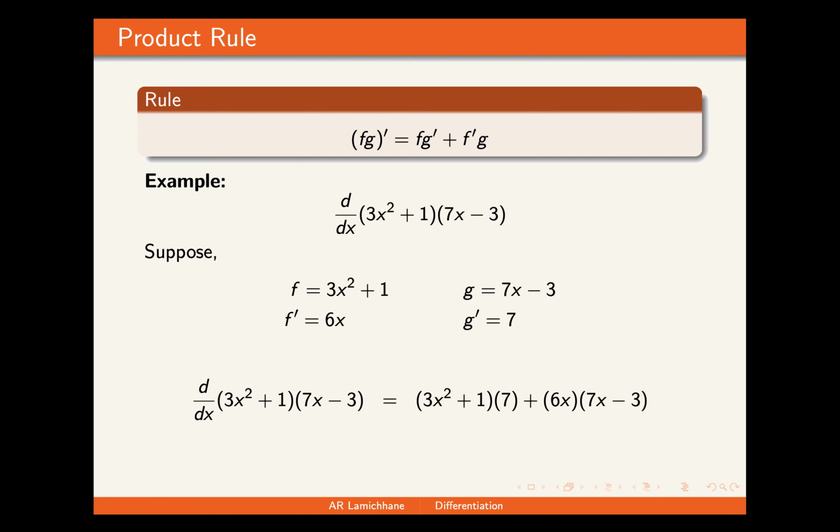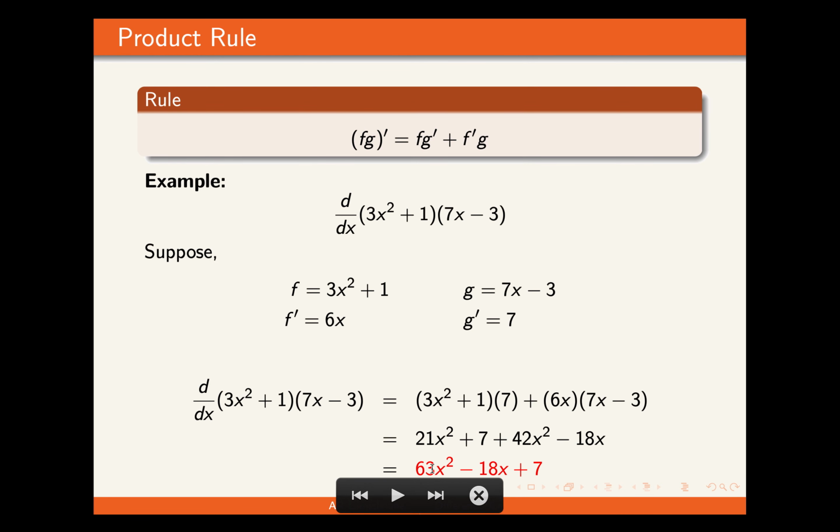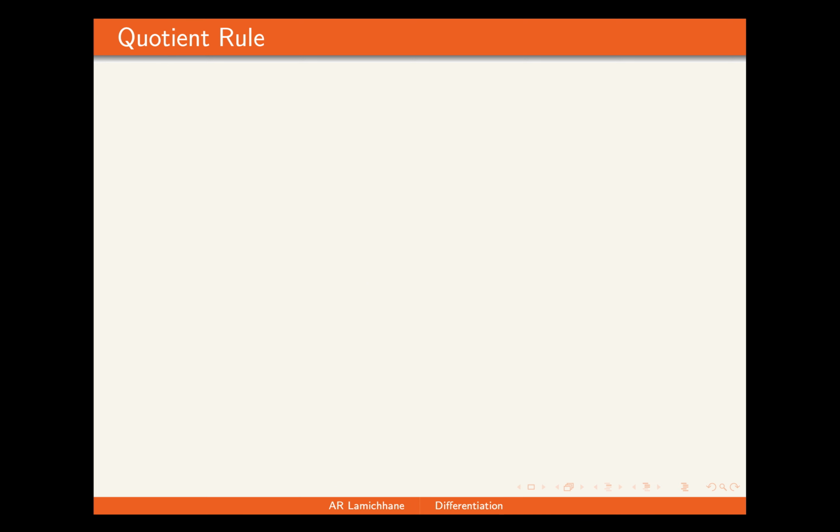But if we want to simplify this, you can clearly see that we can distribute the 7, and then this is what we get here, right? So 7 times 3x squared will be 21x squared, 7 times 1 will be 7. In the same way, 6x times positive 7x will be 42x squared, and 6x times negative 3 will be negative 18x, and we can combine these like terms. So 21x squared plus 42x squared will be 63x squared, and negative 18x plus 7 is the derivative of this product function.